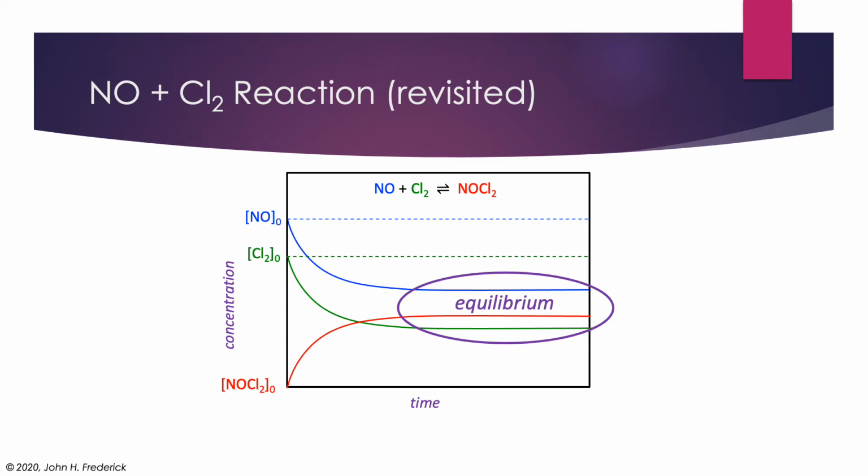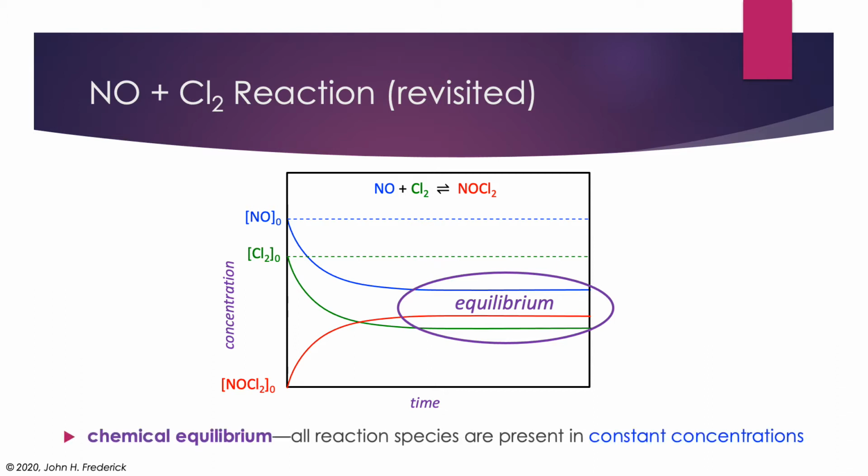Now I just want to remind you where we left off. We were talking about this reaction of NO with Cl2 to make NOCl2. And at the beginning, the two reactants decayed in a sort of a slope, whereas the product molecules were growing in. But they reached a point where they all plateaued out, and they reached a stage where we can describe all of their curves as being flat, and that's a state that we can describe as equilibrium. And we even define chemical equilibrium as the place where all the reaction species are constant in their concentrations.